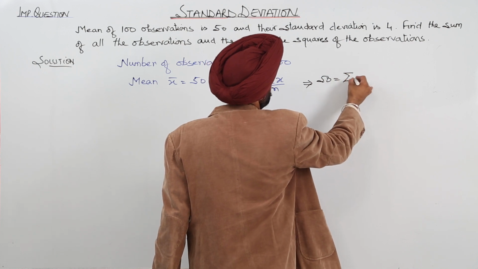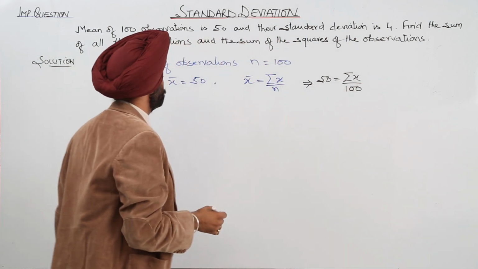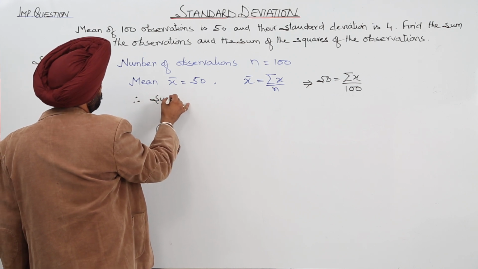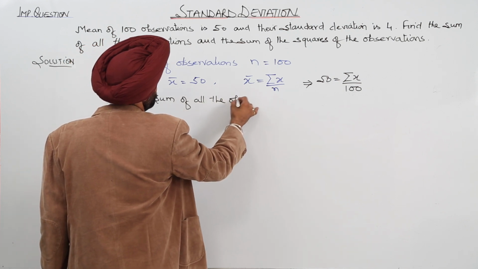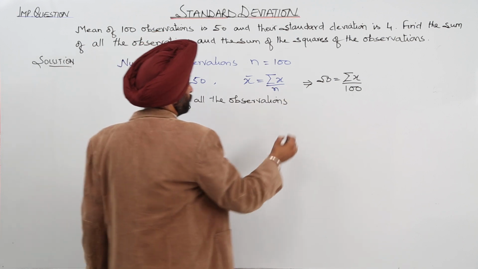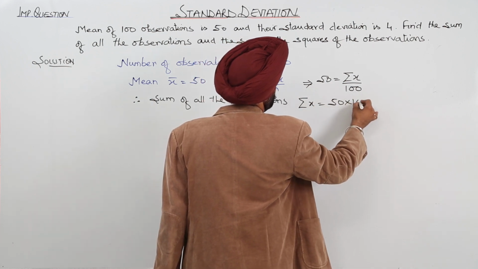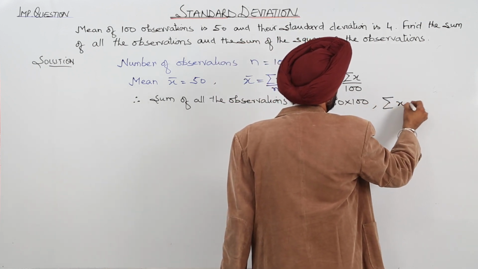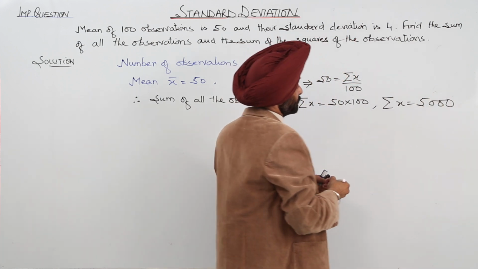So now, 50 is equal to summation x upon 100. Therefore, sum of all the observations, that is summation x, is equal to 50 into 100, which is equal to 5000. Now this is the first answer.